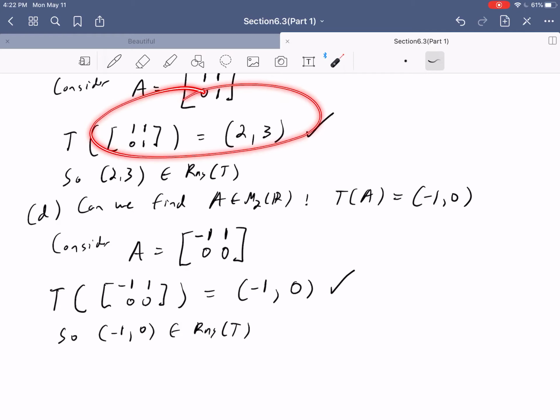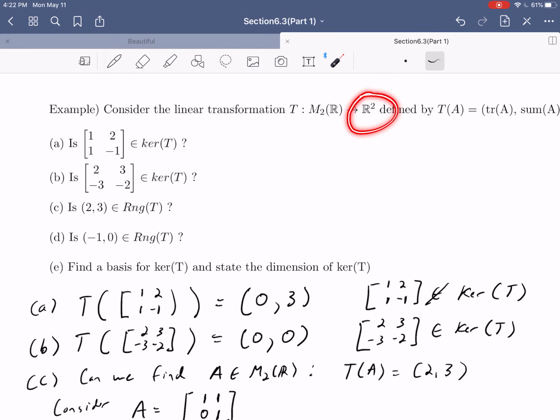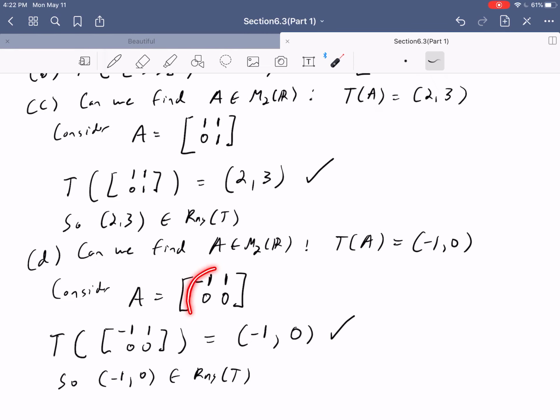Now, hopefully, you have seen after doing these two examples that you should be able to do this for any element in R2. So we're actually seeing an example in this very first case where everything in the codomain, everything in R2, is actually in the range. You can confirm that. You can think of any random vector from R2, and you should be able to find a matrix such that the trace is the first component of the vector and the sum is the second component. The reason you should be able to do that is that this matrix has 4 different elements you can play around with, but you only have really 2 restrictions. So you should always be able to do it.